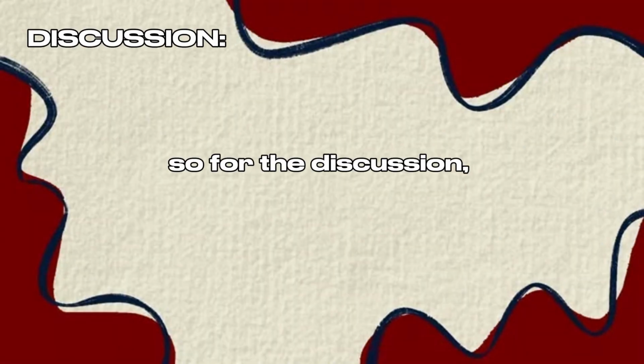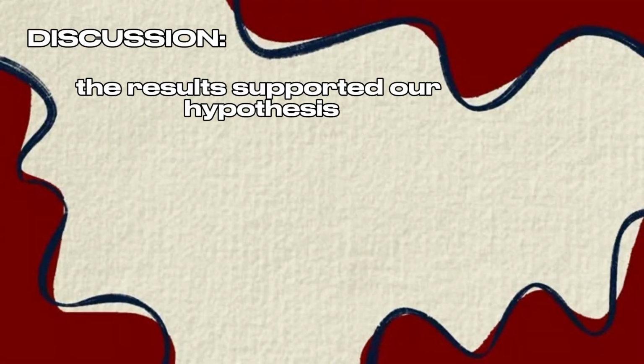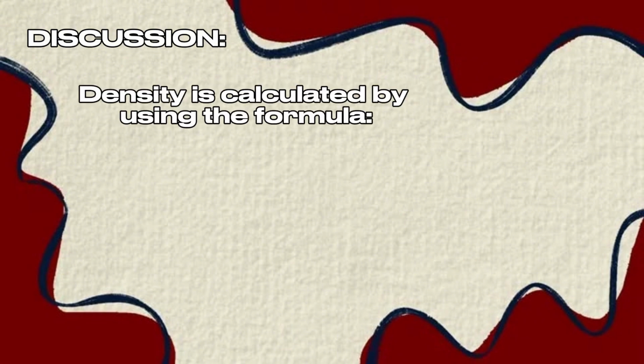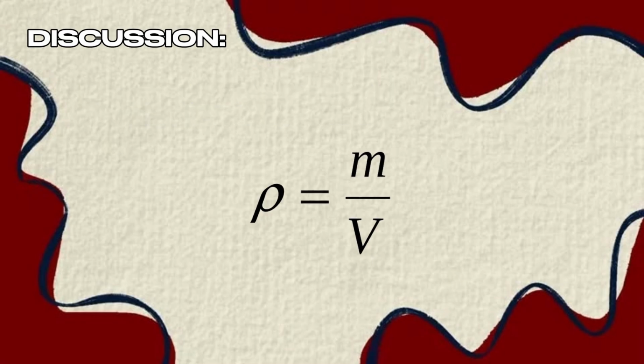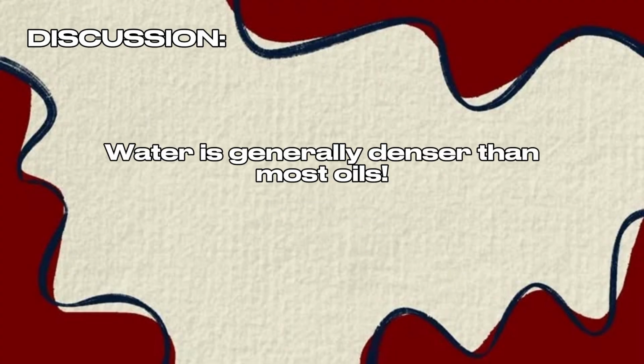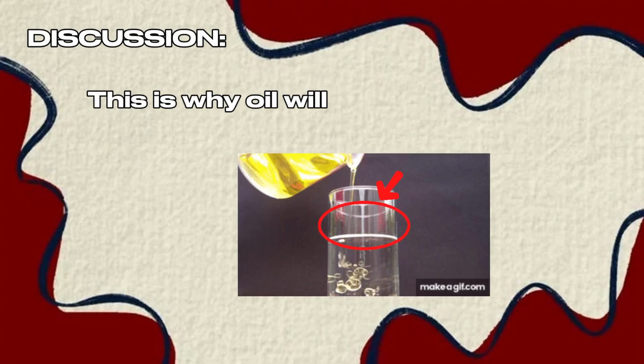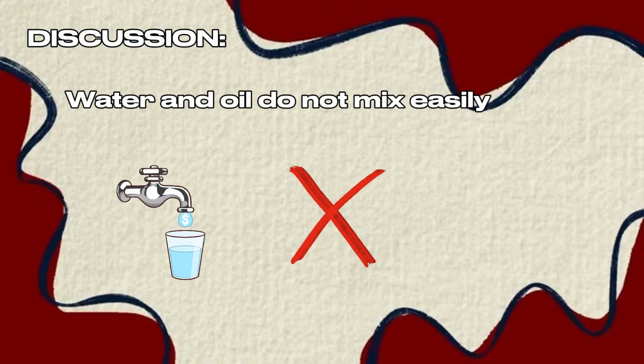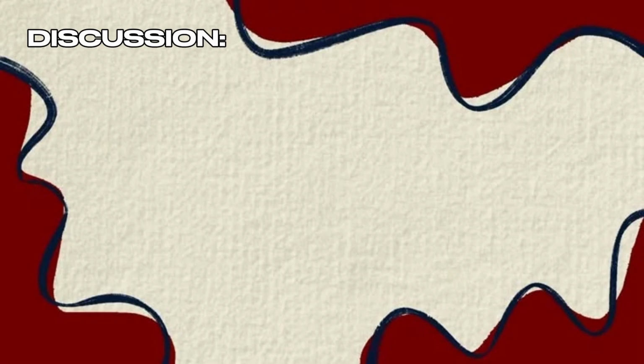0.976 grams per milliliter. So for discussion, the results supported our hypothesis that water has a higher density than oil. Density is calculated by using the formula ρ equals m over V, which means mass divided by volume. Water is generally denser than most oils. This is why oil will float on top of the water when the two liquids are mixed. Water and oil do not mix easily as they have different properties.